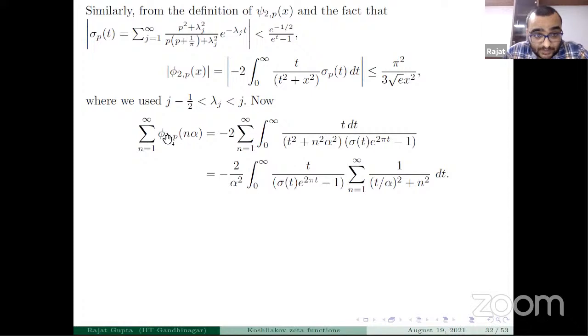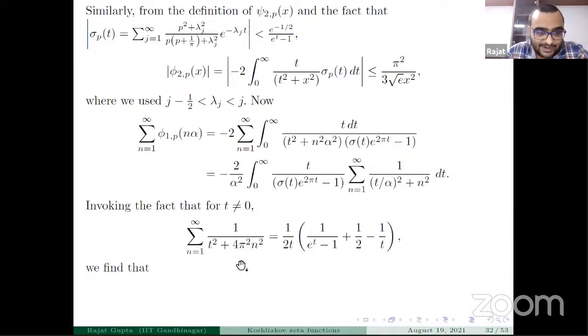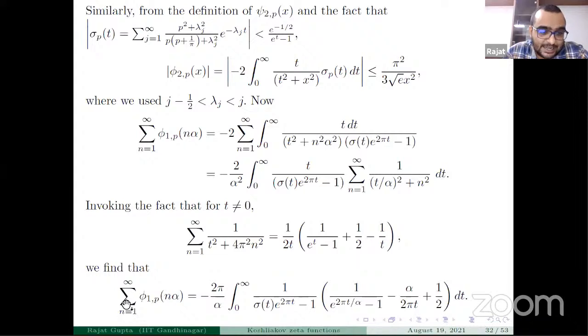Now we sum phi1 of p of n alpha, with the sum running over n, and we convert this series again into an integral by using the following fact. And we find that this series, the sum from n equals 1 to infinity of phi1 of p of n alpha, can be represented by this integral.